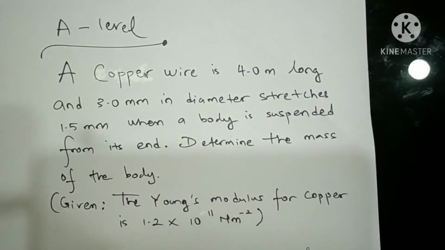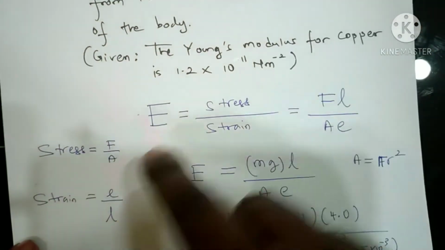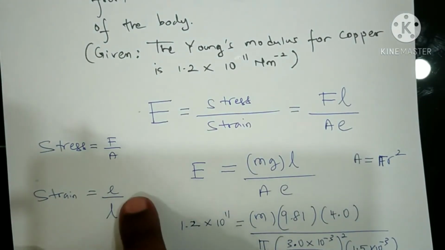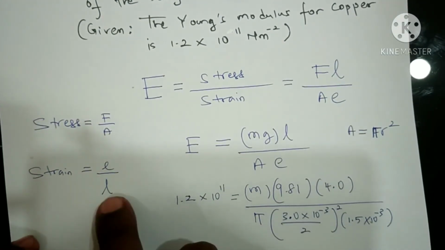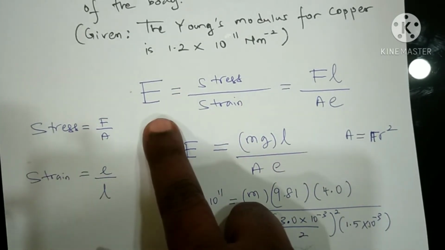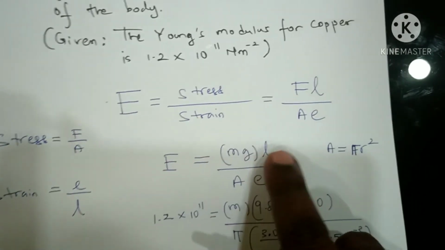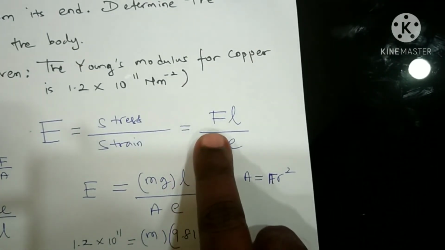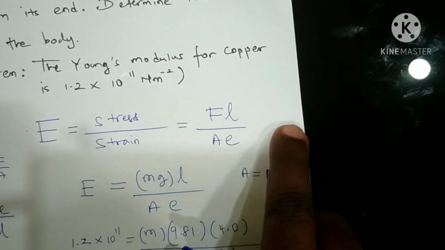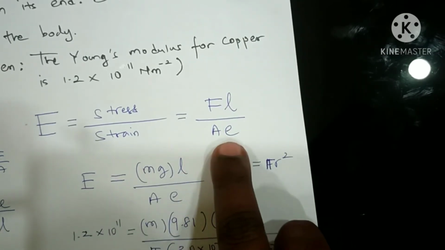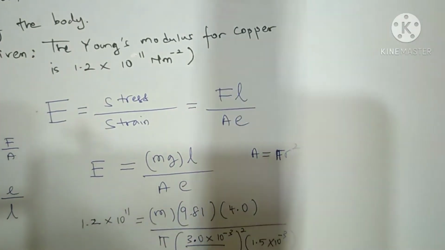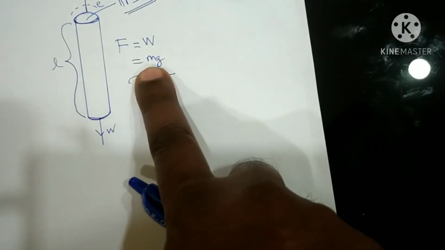Everyone knows that stress equals force per unit area and the strain equals extension per unit original length. The ratio of stress and strain is going to give you the Young modulus E, which equals force times the original length per unit cross-sectional area times the extension. The force here equals weight. Weight equals mg.